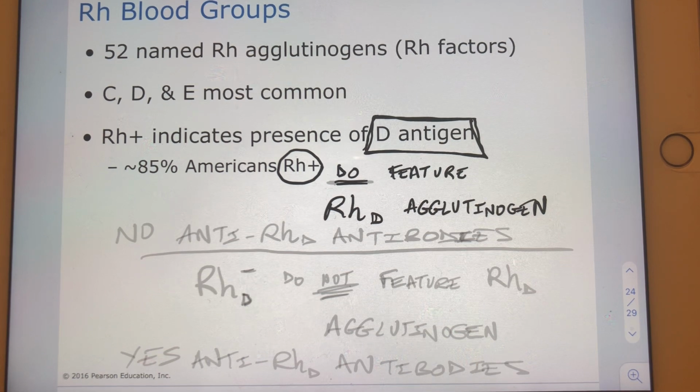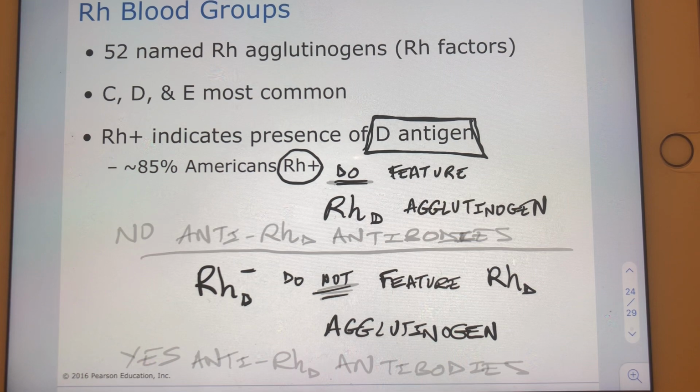They do, okay? Whereas if someone's Rh negative, which is less common, then we mean that their RHD name tag, we could say that they either don't have that name tag or it's blank. Okay, so if someone's Rh negative, then they do not feature the RHD agglutinogen.